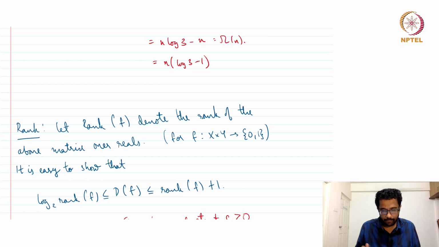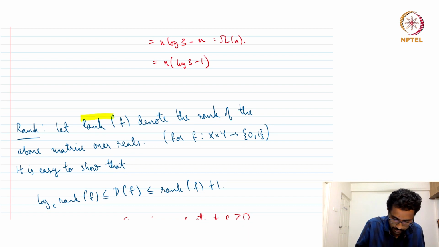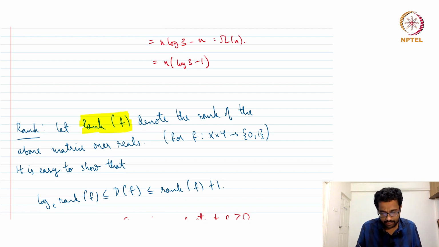Now, for that function, let the rank of the matrix be denoted by rank of f. Let us use this to denote the rank of the matrix of the above function over reals. You can compute rank over different fields. So the matrix is defined by the function, and we consider its rank over the real field.